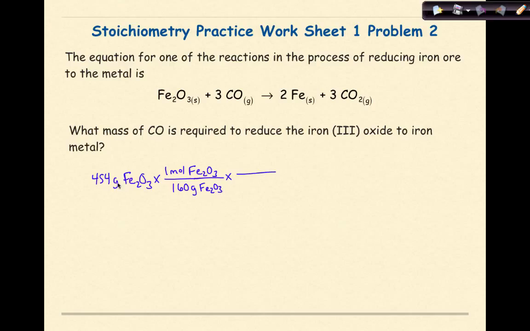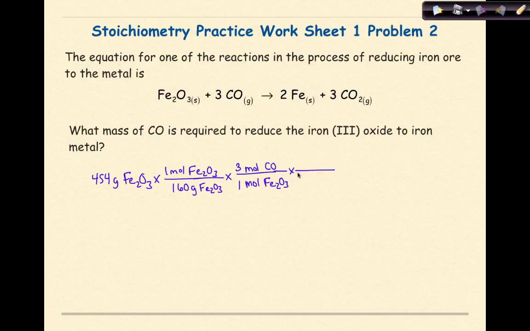So at this point, I've converted from the mass of Fe2O3 into moles of Fe2O3. In this question, they're asking for the mass of CO. So I need to do a mole conversion here. I need to go from moles of Fe2O3 to moles of CO. I'm going to look at my balanced chemical equation at the coefficients. I see that there's a 3 in front of the CO, so I'm going to put a 3 here. We know that there is an assumed 1 in front of the Fe2O3.